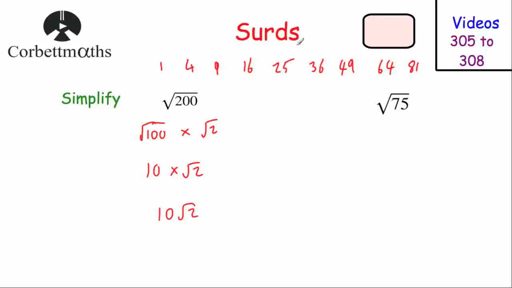16 is not a factor of 75. 25 is, because 75 divided by 25 is 3. 36, 49, 64, and 81 are not factors. So 25 would be the biggest square number that is a factor of 75. So let's write that down.